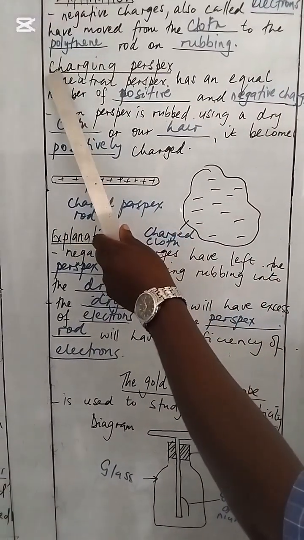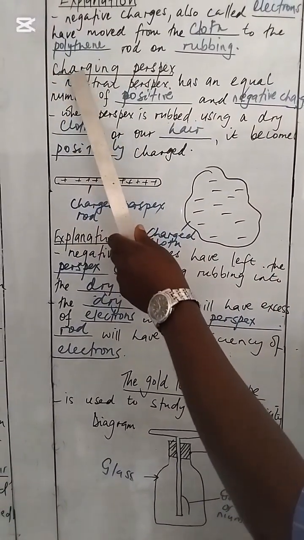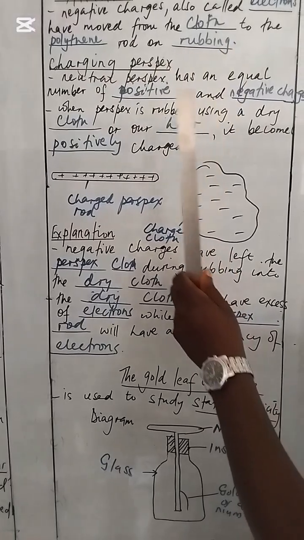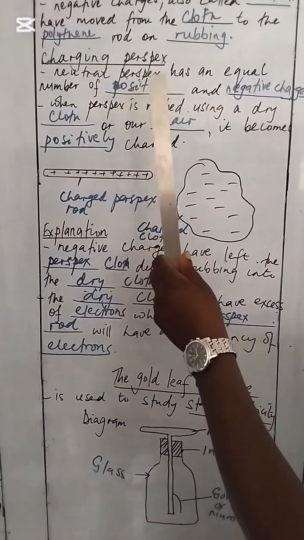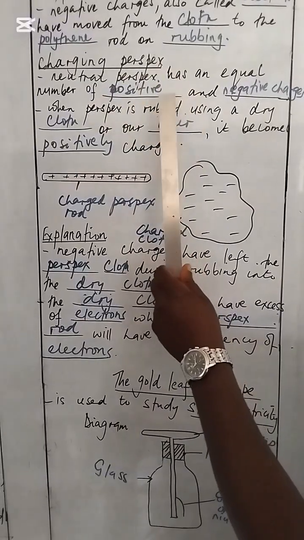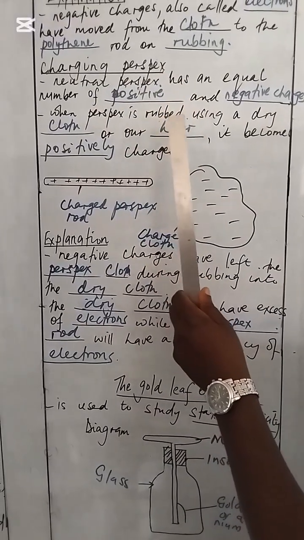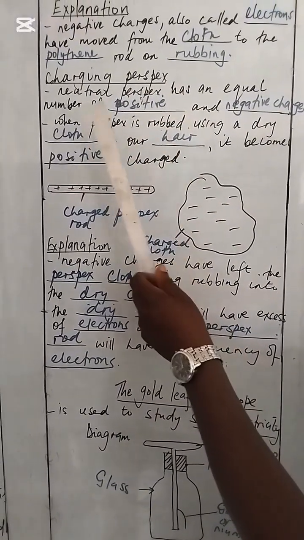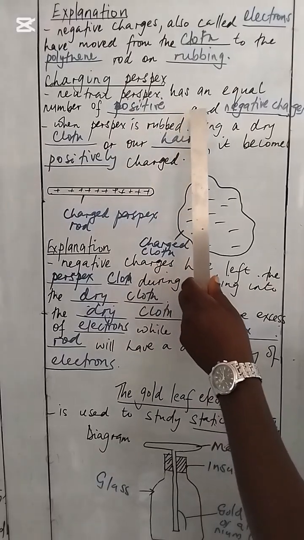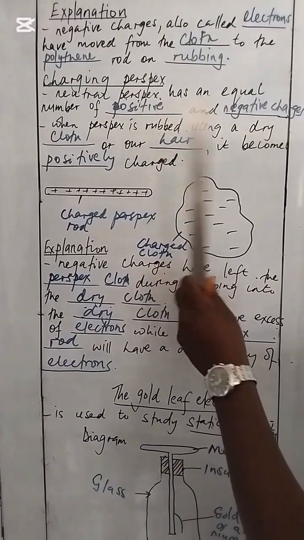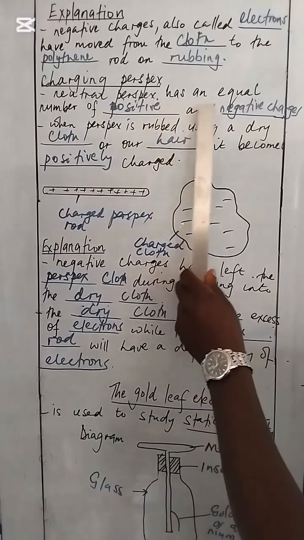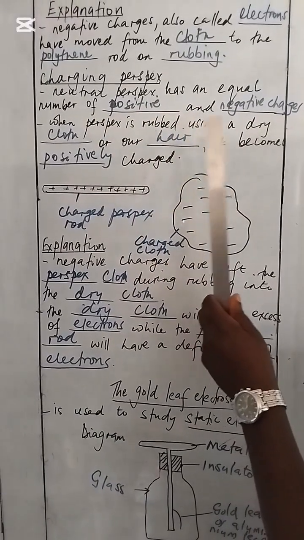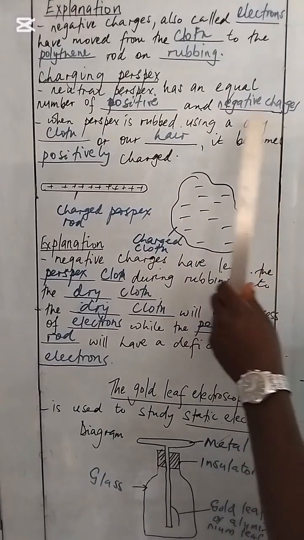Then let us look at how to charge perspex. Perspex is the plastic which is used as a substitute for glass. It is colorless and clear. That's why it is used as a substitute for glass. Neutral perspex has an equal number of positive and negative charges.